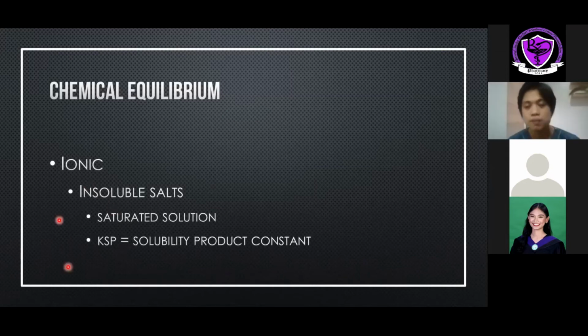KSP is the solubility product constant. So, that is the product of the concentration of the different ions in a solution. If that level of KSP is achieved by the solute, you form a saturated solution. If more of the solute is present in a solution, much more than the KSP, then that is a supersaturated solution. And if you have less solute than the KSP, that's an unsaturated solution.